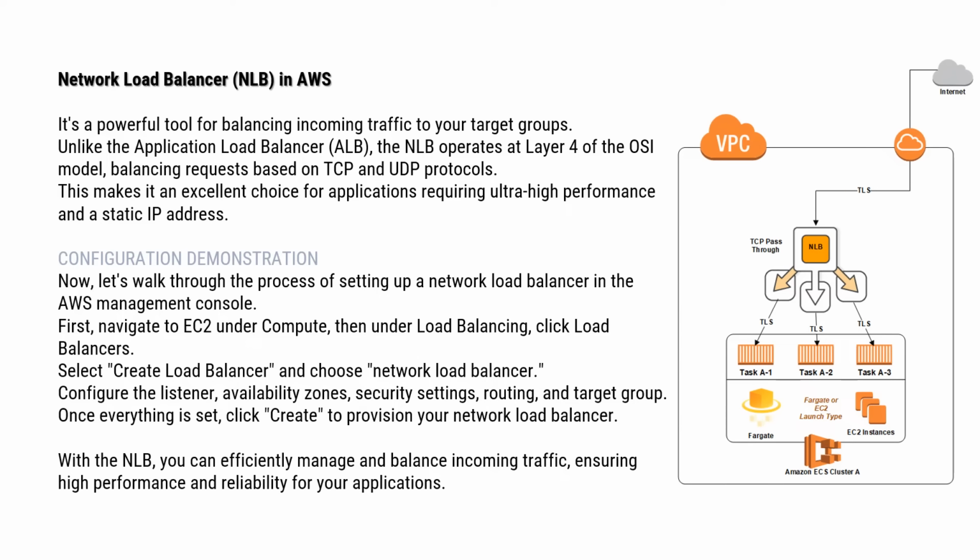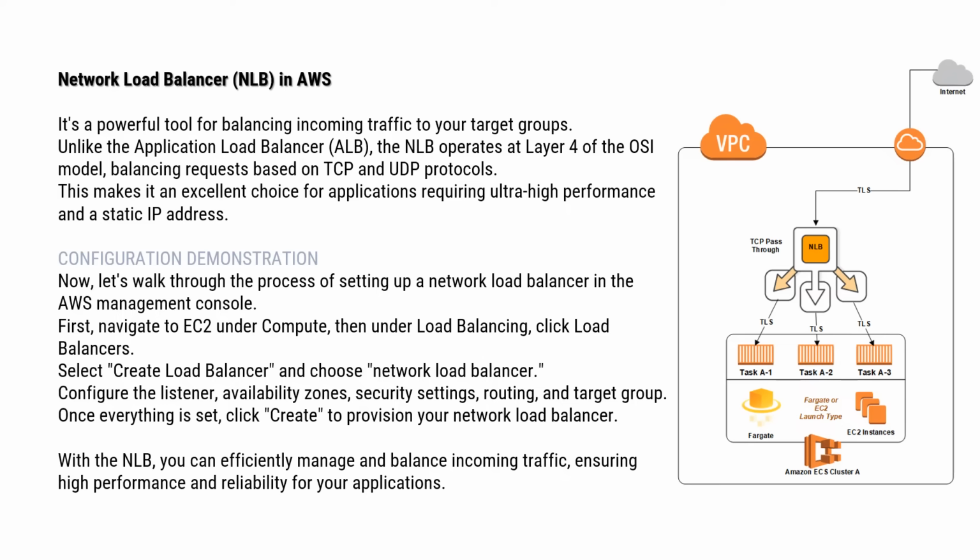Now let's dive into Network Load Balancer in AWS. It's a powerful tool for balancing incoming traffic to your target groups. Unlike the Application Load Balancer, the NLB operates at layer 4 of the OSI model, balancing requests based on TCP and UDP protocols. This makes it an excellent choice for applications requiring ultra high performance and a static IP address.